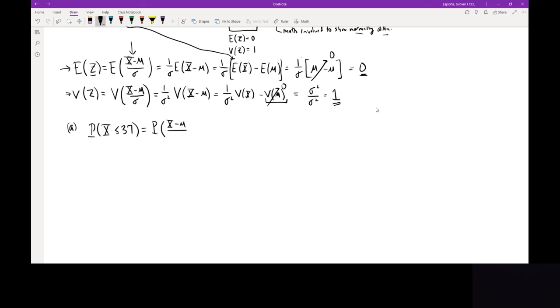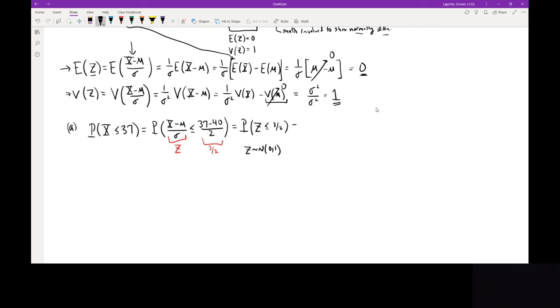I'm going to subtract mu, divide by sigma, and that's less than or equal to, so what is mu in this case? If I remember correctly, it was 40 divided by 2. So again, we take this, and we know that is this capital Z now, and I believe that's 3 divided by 2. So this probability statement turns into: what's the probability that the random variable Z, which, by the way, we know is a normal 0, 1, is less than or equal to 3/2.